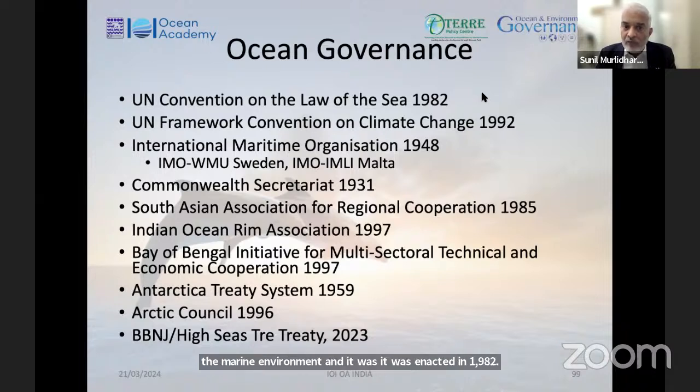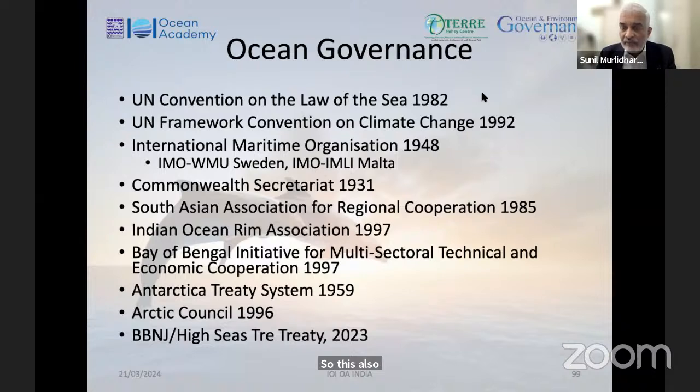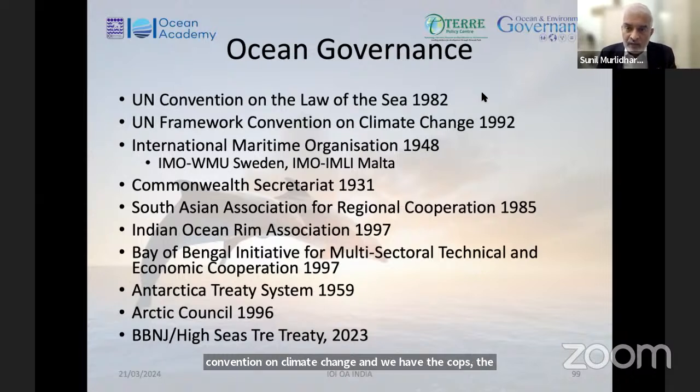Then you have the UN framework on climate change, which happened 10 years later at the Rio conference, the United Nations conference on environment and development. This also is sometimes known as the framework convention on climate change. And we have the COPs, the conference of parties, taking place every so often. The most recent one was in Dubai, at which Dr. Vinita Apte had gone. So she might be able to say one or two things about it when we have 1 or 2 minutes in between some time.